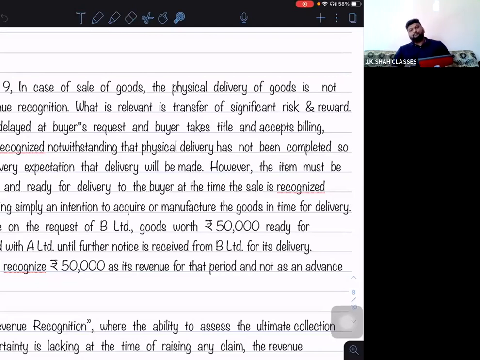Right? So I hope you are clear with point number 5. Question number 5 is done. So now we will not waste any further time.